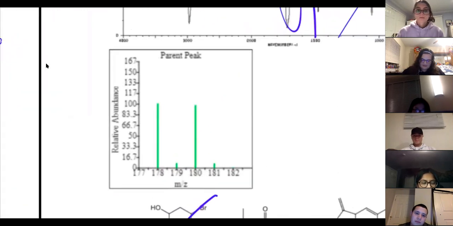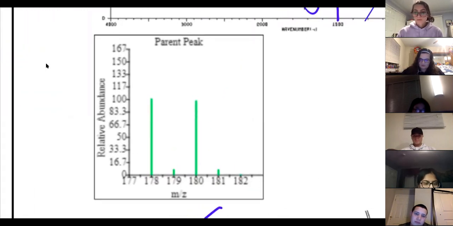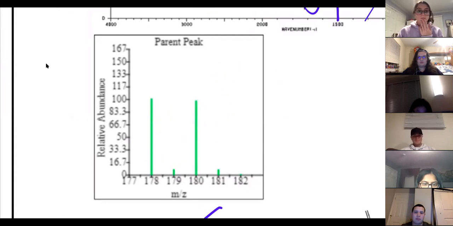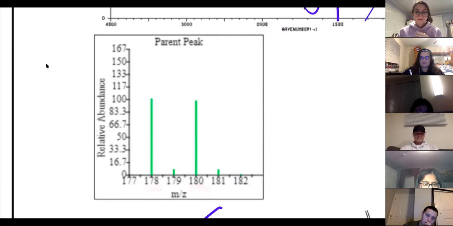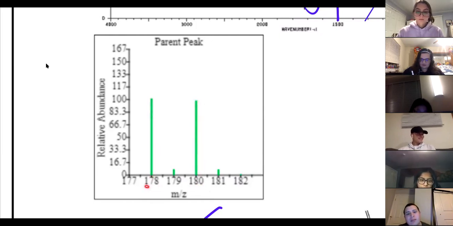Next, you want to look at the mass spec, right? What does the mass spec tell you? It's telling you it's a parent peak. Take a look. You see how these numbers are 178 and 180, right? Yeah, it's that 1-to-1 ratio. So this parent peak is a 1-to-1 ratio and the numbers are 2 apart. So that's indicating a Br.